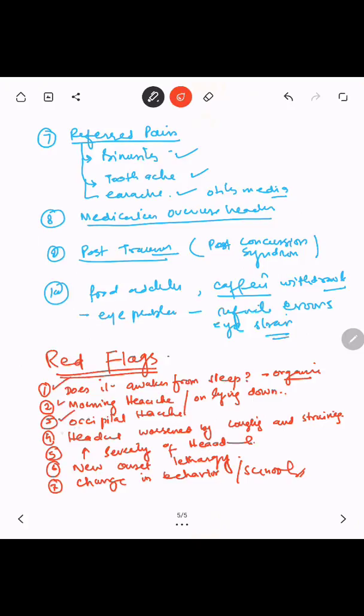This is the point you need to ask. You need to ask, does it awaken from the sleep? Is there morning headache? Is it just localized in the occipital region? Is it worsened by coughing and straining? Is there increasing severity of headache? There is new onset of lethargy. The patient is just lying down, is feeling not active, and maybe there is change in behavior.